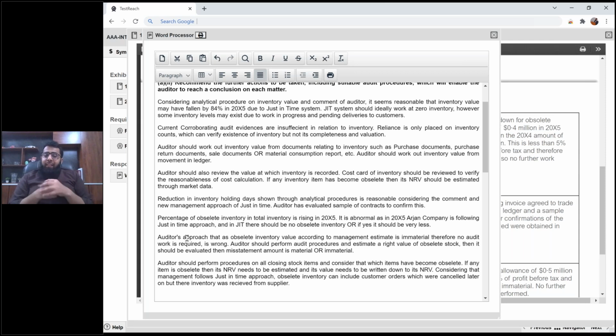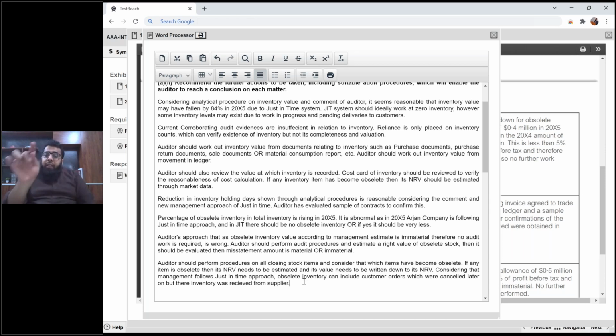So what I'm trying to say is that the auditor says that since the obsolete inventory value is immaterial, we will not do further audit procedures. The point to understand is that until and unless you do the further audit procedures, you will not be able to find the right obsolete inventory value. First, you need to reach that right value. Then you compare what the management has done. If they have recorded extra or less, then you look at the materiality. So auditors should look at each inventory item separately.